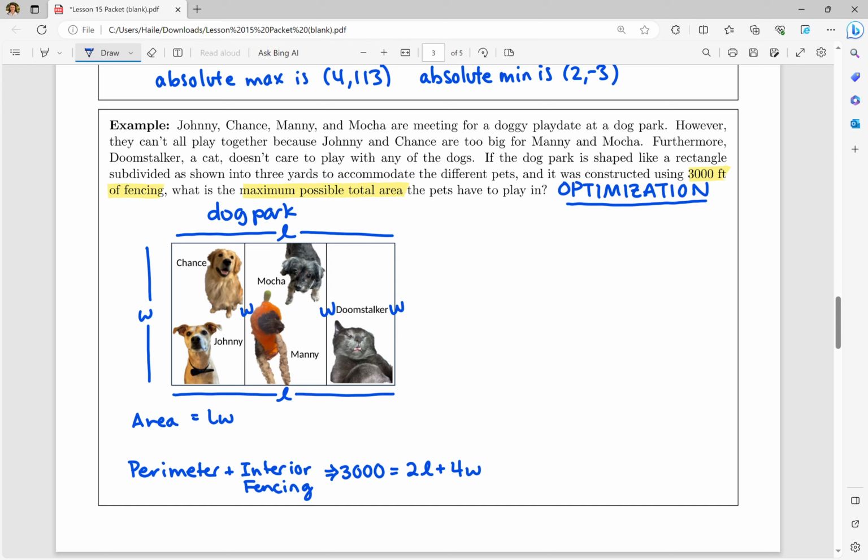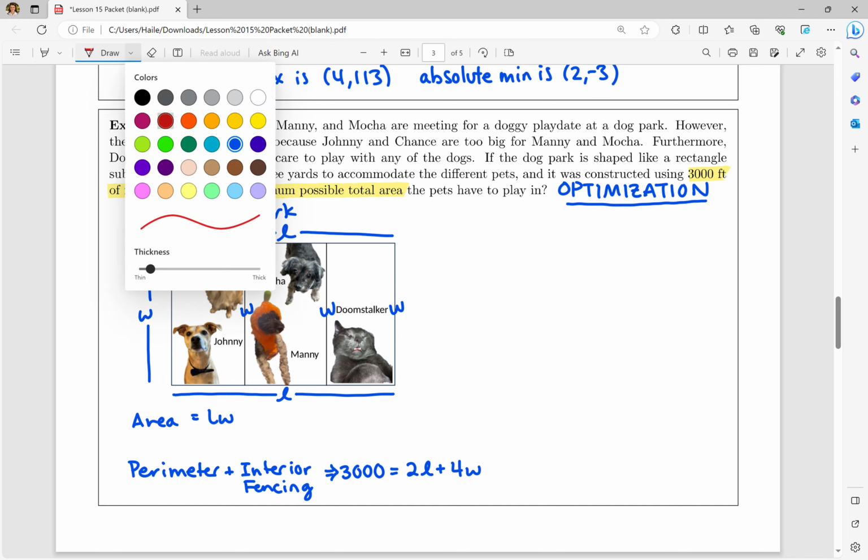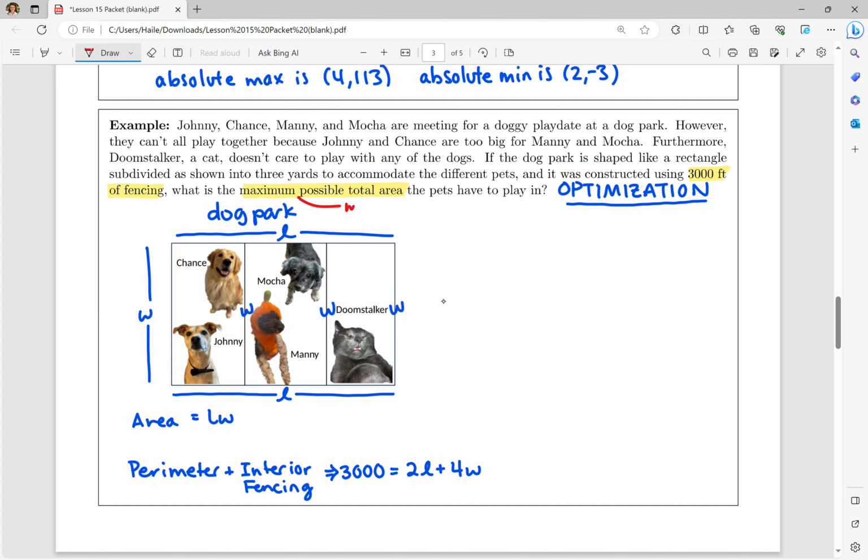So let's see what we can do here. My problem says maximum possible total area, which tells me that I'm maximizing the area function. The area function is going to be our main deal here, but that perimeter is going to come into play. So let's write our area down again. Actually, let me make sure I leave myself some room. So area is equal to length times width.